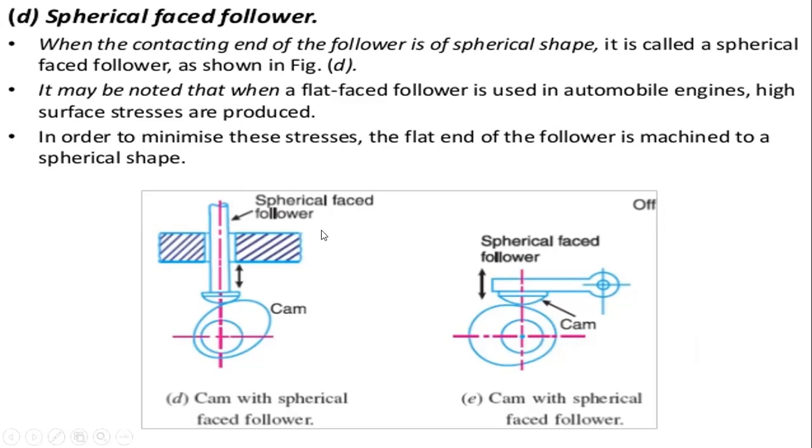So this is the spherical phased follower which is touched to the cam in the vertical position, and this is also a spherical phased follower which touches in the horizontal direction. So one is the vertical one and the other one is the horizontal phased one.